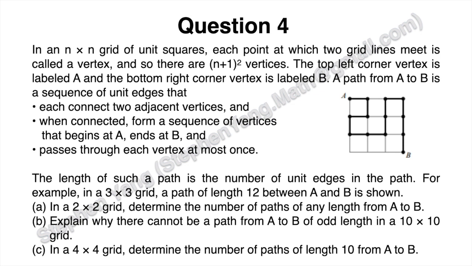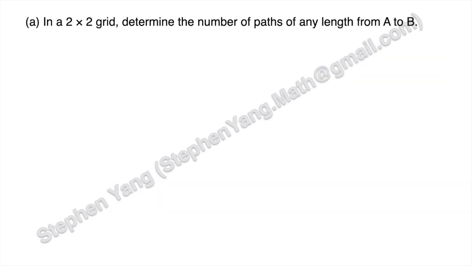For example, in a 3 times 3 grid, a path of length 12 between A and B is as shown. Part A: in a 2 times 2 grid, determine the number of paths of any length from A to B. Part B: explain why there cannot be a path from A to B of odd length in a 10 times 10 grid. And part C: in a 4 times 4 grid, determine the number of paths of length 10 from A to B. Let's get into part A now.